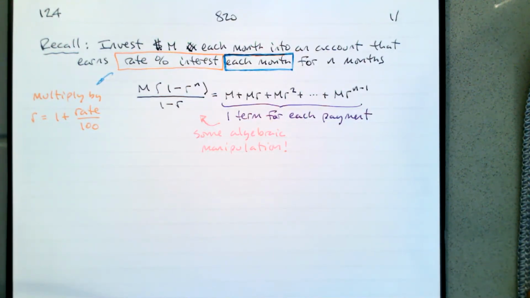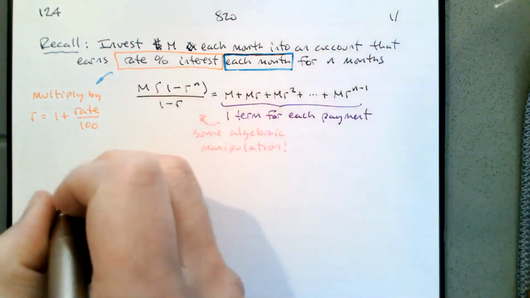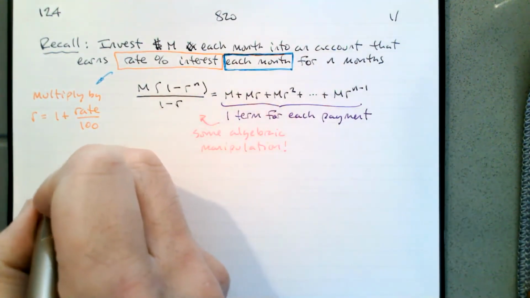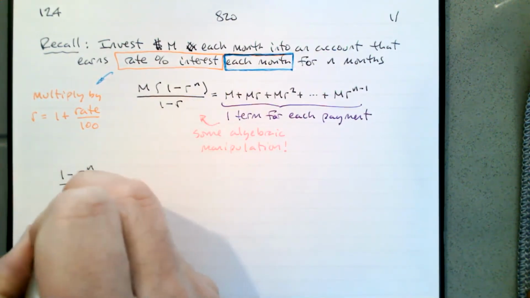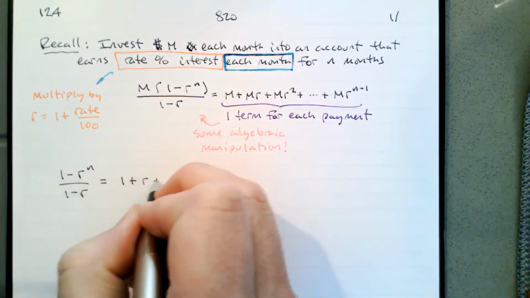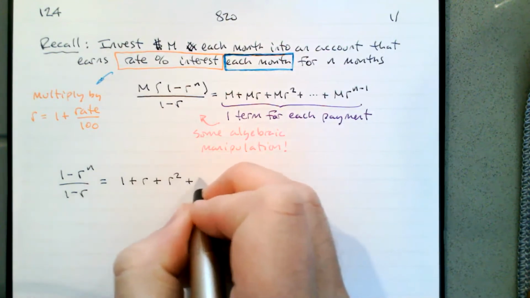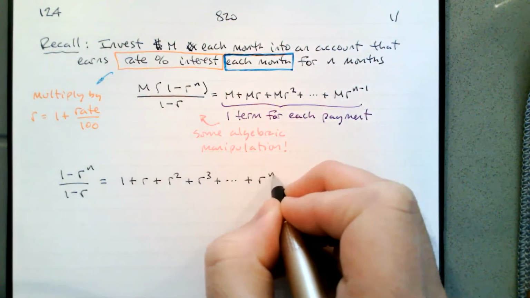All right, so if we factor the m out of the one term for each payment side, what we end up with is the following. So if I divide everything by m, we have the following information. We have this 1 minus r to the n over 1 minus r is equal to 1 plus r squared plus r to the third plus all the way out to r to the n minus 1.